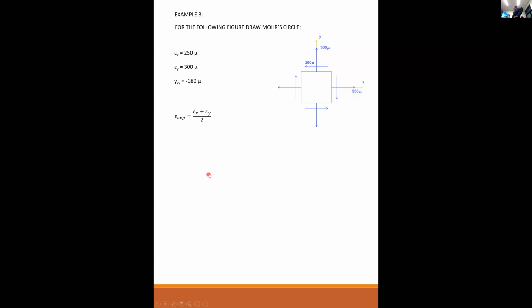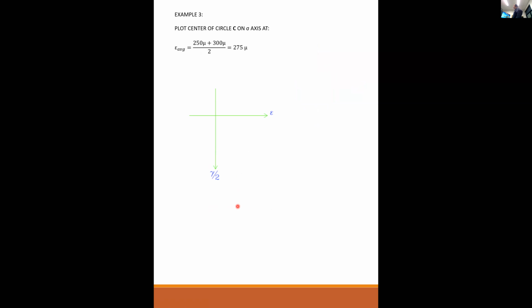Epsilon average is epsilon x plus epsilon y over 2. 250 plus 300 over 2 is 275 mu. The radius is the square root of 250 minus 300 over 2 squared plus minus 180 over 2 squared. Take the square root. That's 93.4 mu.